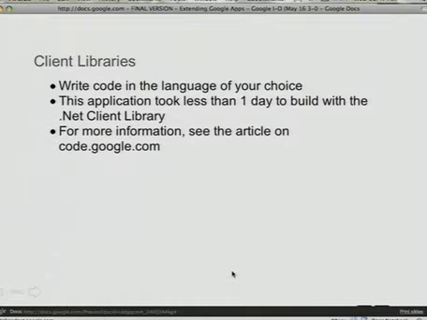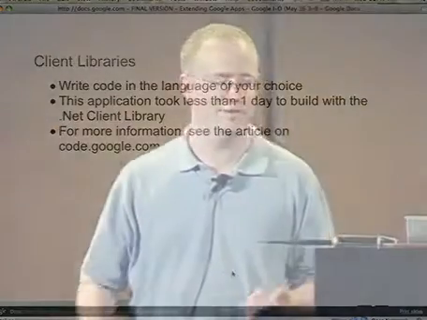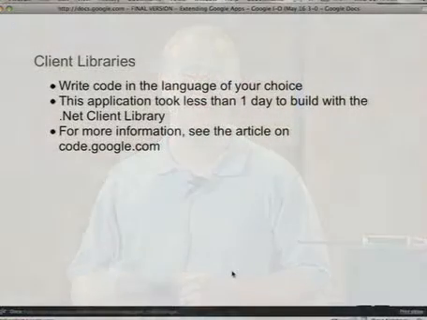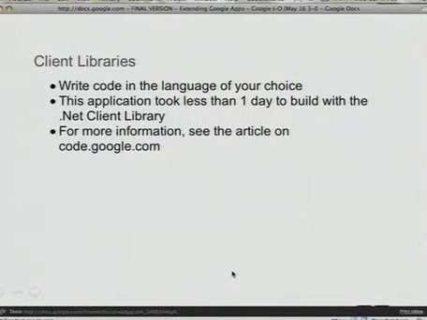So the client libraries. You write the code in the language of your choice. Right now we have client libraries for .NET, Java, PHP, Python, and Objective-C. And what those client libraries allow you to do is just not worry about that raw protocol. So like I said, the raw protocol is XML and HTTP. Some people will still like to work with that. Some people like to work directly with the protocol. But others just want to be able to write those simple 3 lines of code and upload the Google documents.